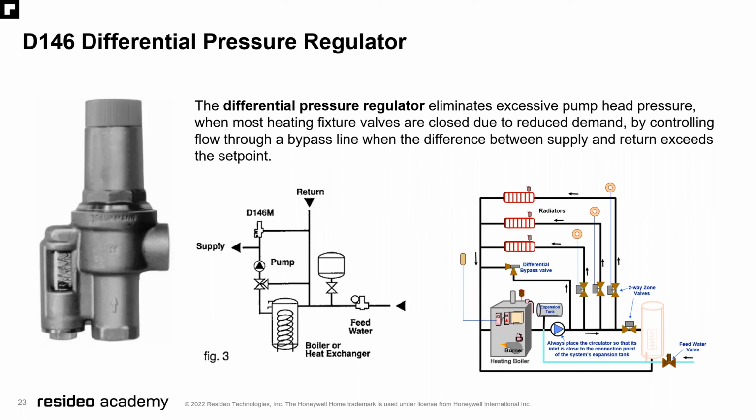But if all the fixtures open back up and you do need all that head pressure to move your water through the system, the differential bypass valve will close, allowing the water to flow correctly through the system.